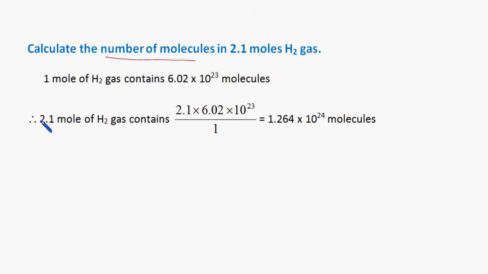Therefore, 2.1 moles of hydrogen gas contains, we take 2.1, we multiply it by 6.02, and we divide by 1. And that gives us 1.264 by 10 to the 24 molecules of hydrogen gas.